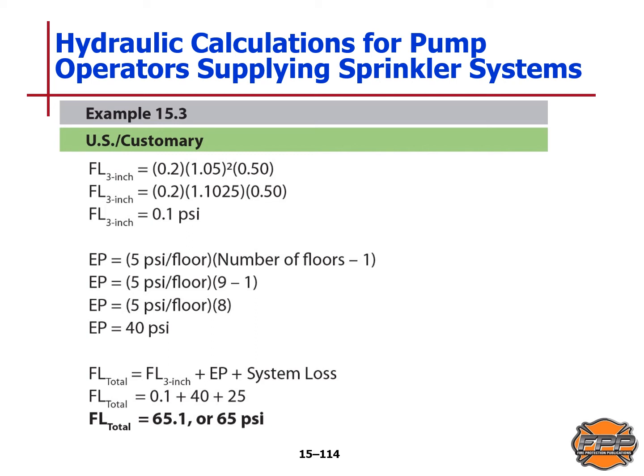So your friction loss total equals the friction loss for the 3-inch hose plus the elevation pressure plus the system loss. And when you add in the math, you get friction loss total equals 0.1 plus 40 plus 25. So your friction loss total is 65.1 or 65 psi.